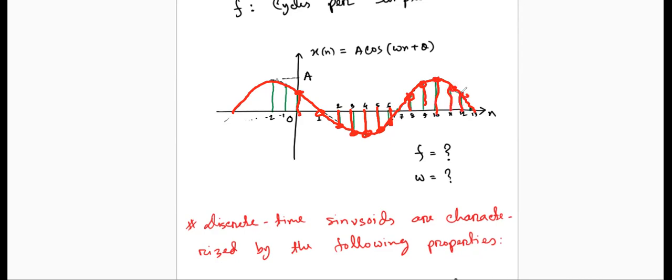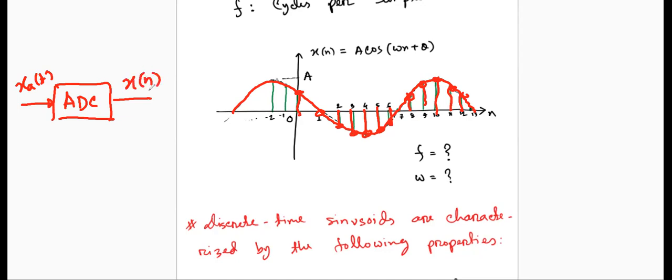so physically what happens? You have a system. This is called an analog to digital converter. So let me write it like this: analog to digital converter. You are giving the analog signal, this is x_a(t). In the output, you are getting x(n), that is the discrete signal. How the discrete signal looks is like the same as this.